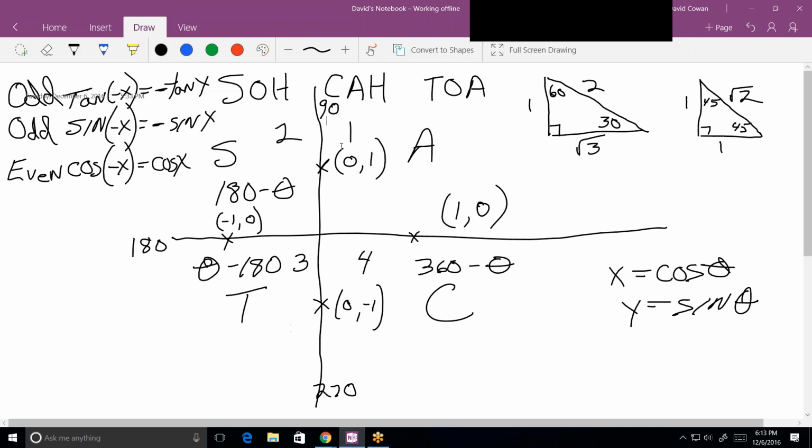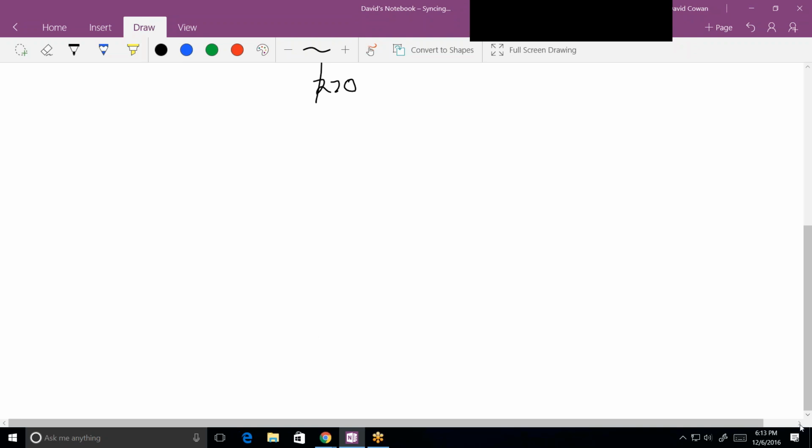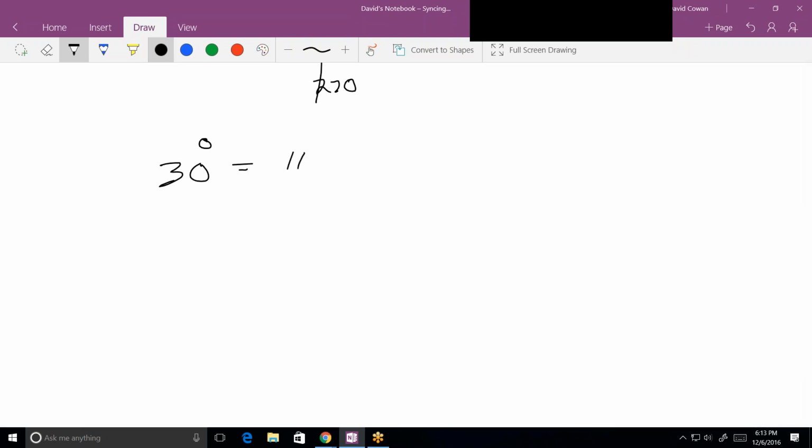Let's talk about radians and degrees. Let's scroll down here. Tell me what this is in radians. I'll tell you. And here I want you to notice 1/3. Notice this. 30.